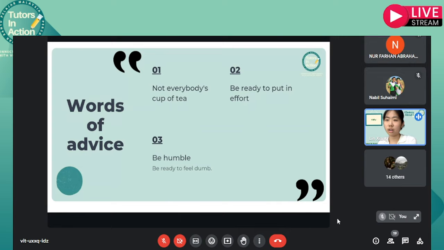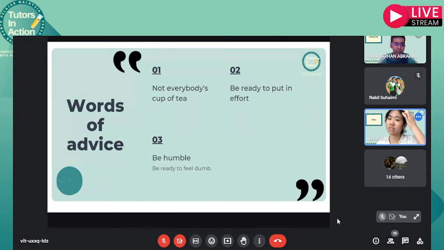Secondly, you must be ready to put in your effort before joining the course. You don't just join and say, oh, just try, then you fail four times and get kicked out of the course, and you've just wasted your time studying there. Then you have to do foundation all over again in another course.